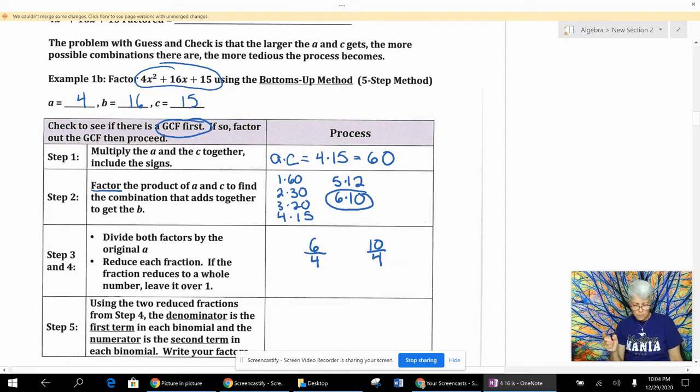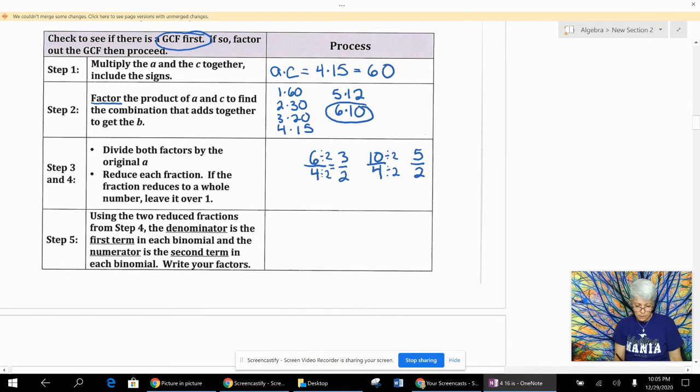So when I look at the 6 and 4, I'm like, okay, wait a minute. This can be 3 and 2 if I divide the top and the bottom by 2. And for the other fraction, I can also divide them by 2. You don't have to divide the two fractions by the same number. It can be different fractions. You do have to divide the numerator and the denominator by the same number. Okay, so now I have 2 new fractions.